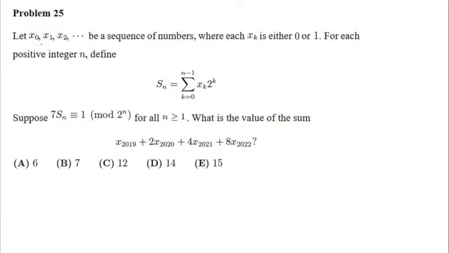Let x0, x1, x2, and so on be a sequence of numbers where each xk is either 0 or 1 for each positive integer n. Define Sn equal to the sum from k equals 0 to n minus 1 of xk times 2 to the k. Suppose 7 times Sn is congruent to 1 mod 2 to the power of n for all n greater than or equal to 1. What is the value of this sum?